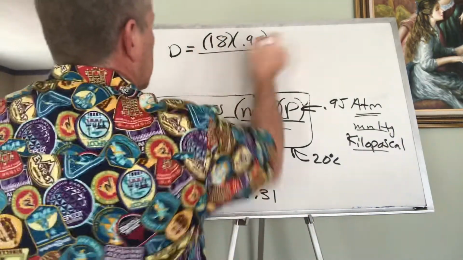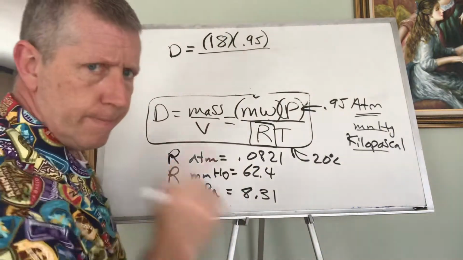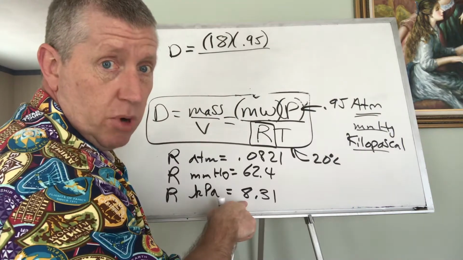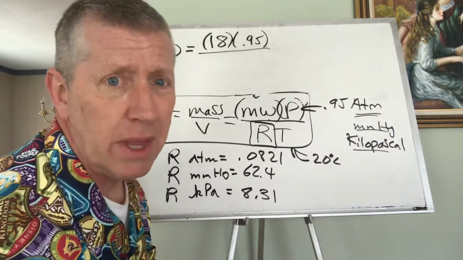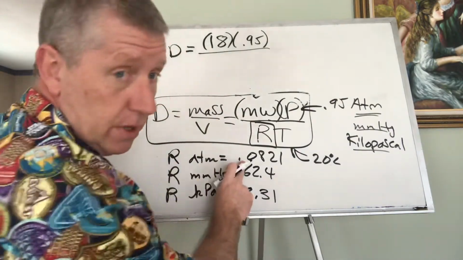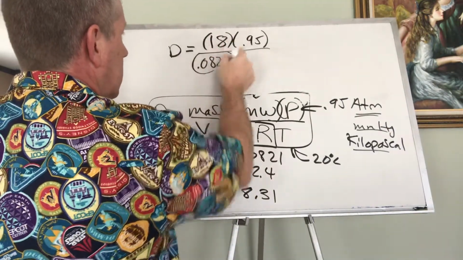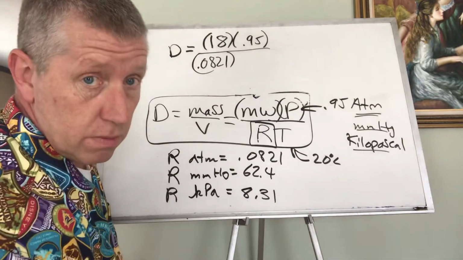Okay. R. Which R are we going to use? I'm going to use 8.31. It's my favorite number, 8. No, don't do that, Billy. You need to use a proper atmosphere R value: 0.0821. Got to be in the right one.